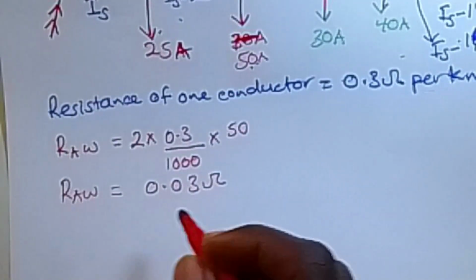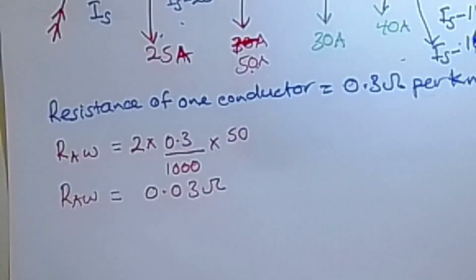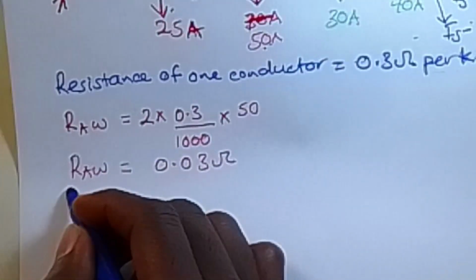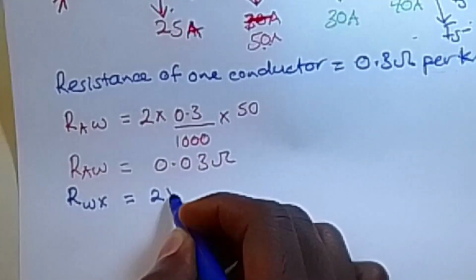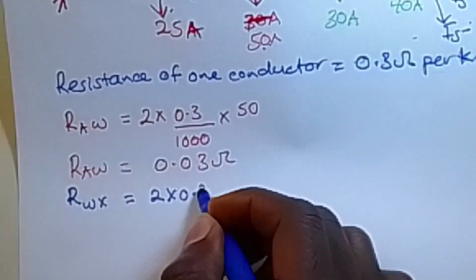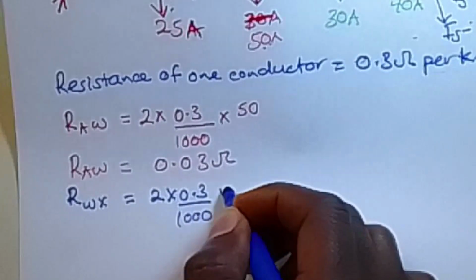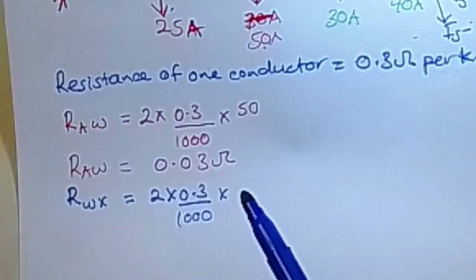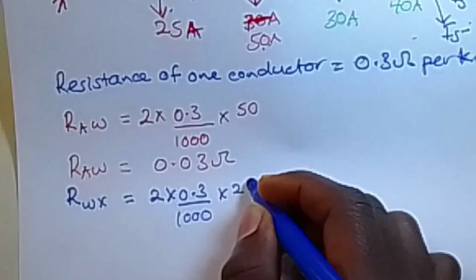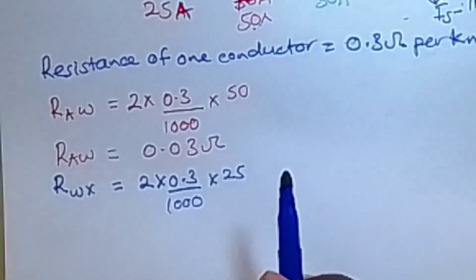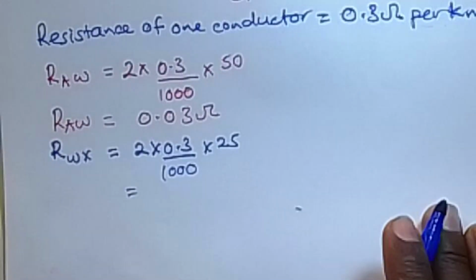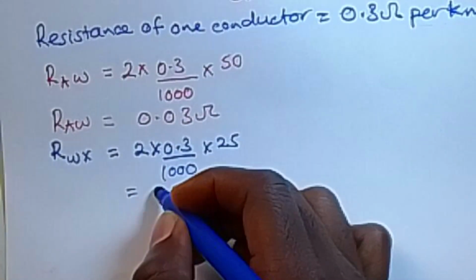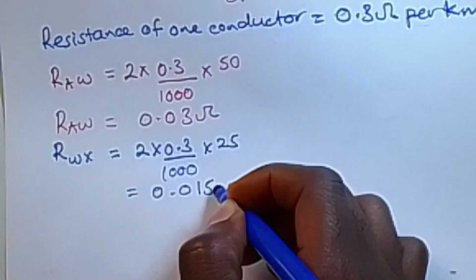Let us find the resistance between W and X. Similarly, we shall do the same thing. Resistance between W and X will be equal to 2 times the resistance per conductor, which is 0.3 over 1,000, times the length between W and X, which is 25. So I believe this will be just half of that value, and that will give us 0.015 ohms.